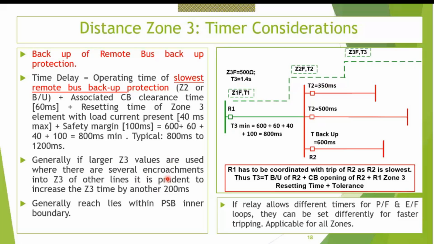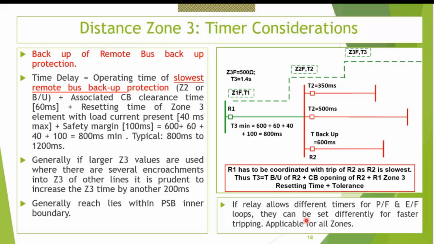Another point about zone 3 reach, not about the timer, is that it generally lies between the power swing block inner boundary. In Indian scenarios, it lies like that. For very long lines, the zone 3 can be greater than the power swing block inner boundary, but normally in our case it is not.